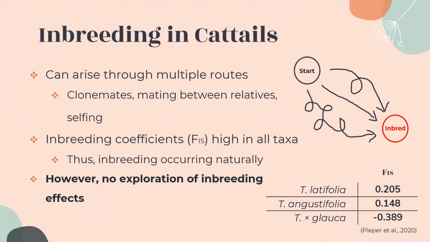As there are multiple reproductive strategies used by cattails, there are multiple routes that can lead to inbreeding. These include the clonal reproduction that produces genetically identical clones, outcrossing between plants that are related, and self-fertilization. Earlier studies have quantified inbreeding in cattails, finding that the inbreeding coefficients are high for each taxa, as seen in the table on the right. This leads to the assumption that inbreeding is occurring in natural cattail stands. Despite this, there has been no exploration of the effects of inbreeding on these Typha species.